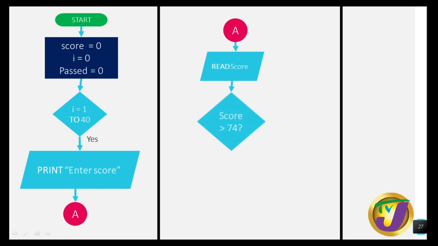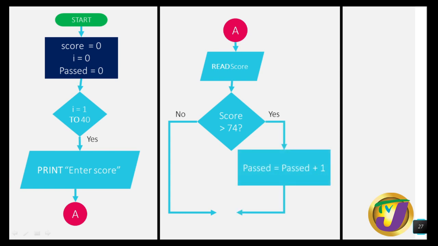Then we're going into the if statement that checks the score. Of course, we have nothing to do when the person has failed or gets something lower. So that path is empty to the left with the no. But moving to the right, we have yes. And we increment or increase the value of passed. That goes into another connector. And that other connector leads us back now to our loop.